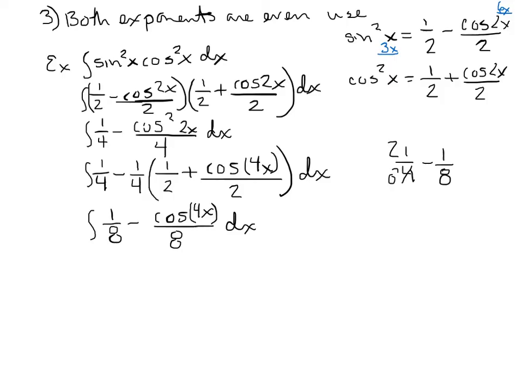All right, so if I integrate 1/8, I get 1/8 x. The integral of cosine is sine. But because of that 4 in there, I've got to divide by the derivative of the inside part, and that derivative is 4. So I'm going to divide by 4, and I've got an 8 right there right now. So that makes 8 times 4, that would be 32.